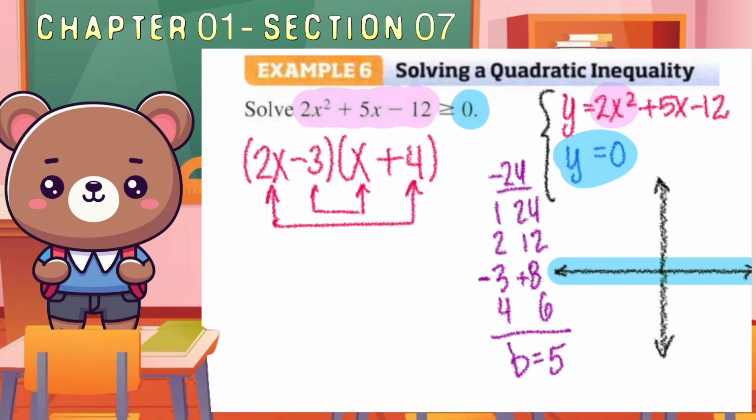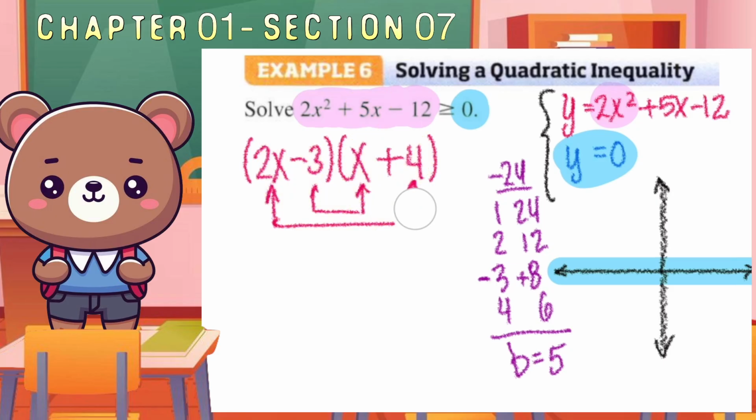And the way we check to make sure we are actually right is double check first times first, 2x squared, check. Last times last, -12, check. And outer is 8x, inner -3x, and that makes positive 5x, and check.